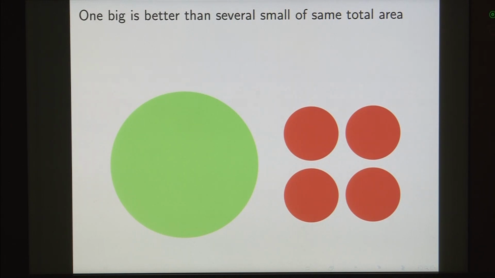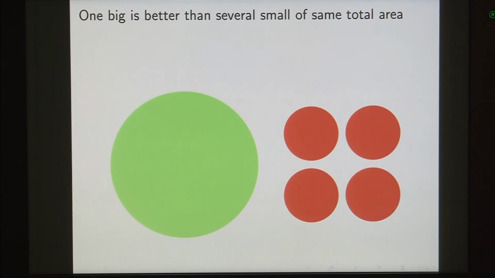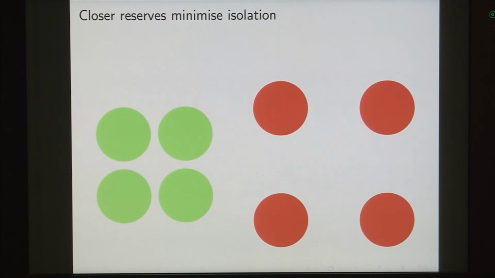So, the chances of all these 4 suffering from local population extinctions is very high. And at the same time, if you have these 4 smaller reserves, the total cost of maintaining these reserves will also be very high, because here again if you have a smaller size, the perimeter per unit area is very high.